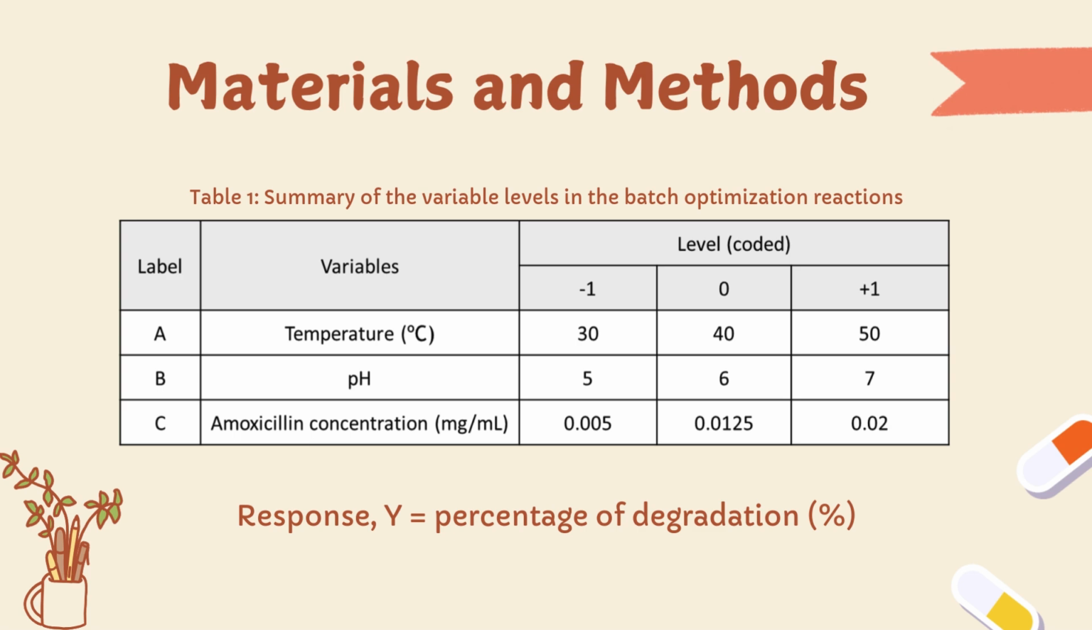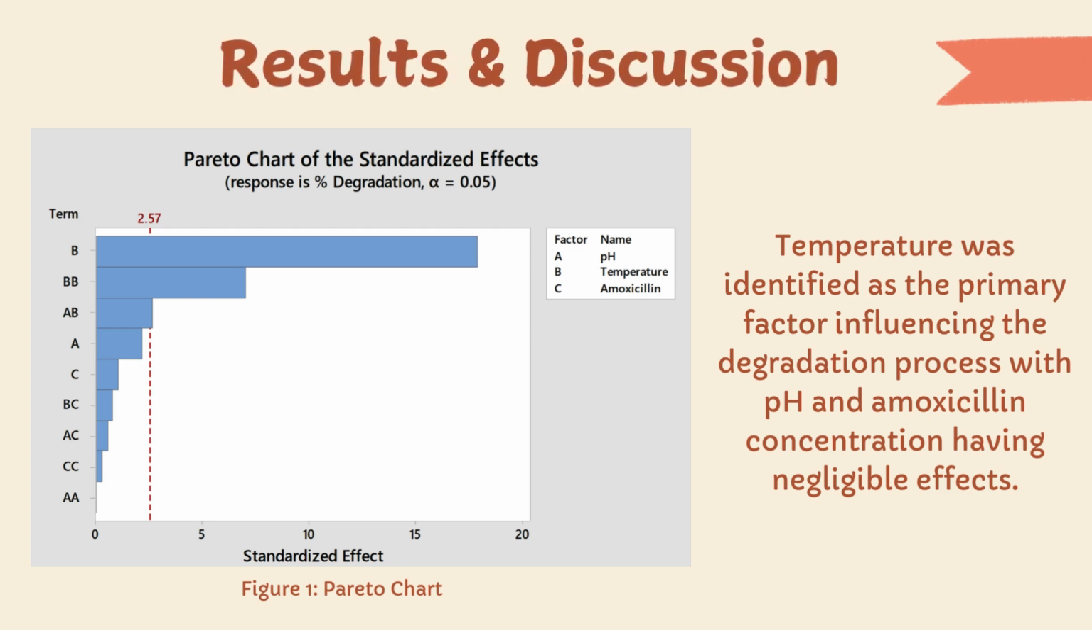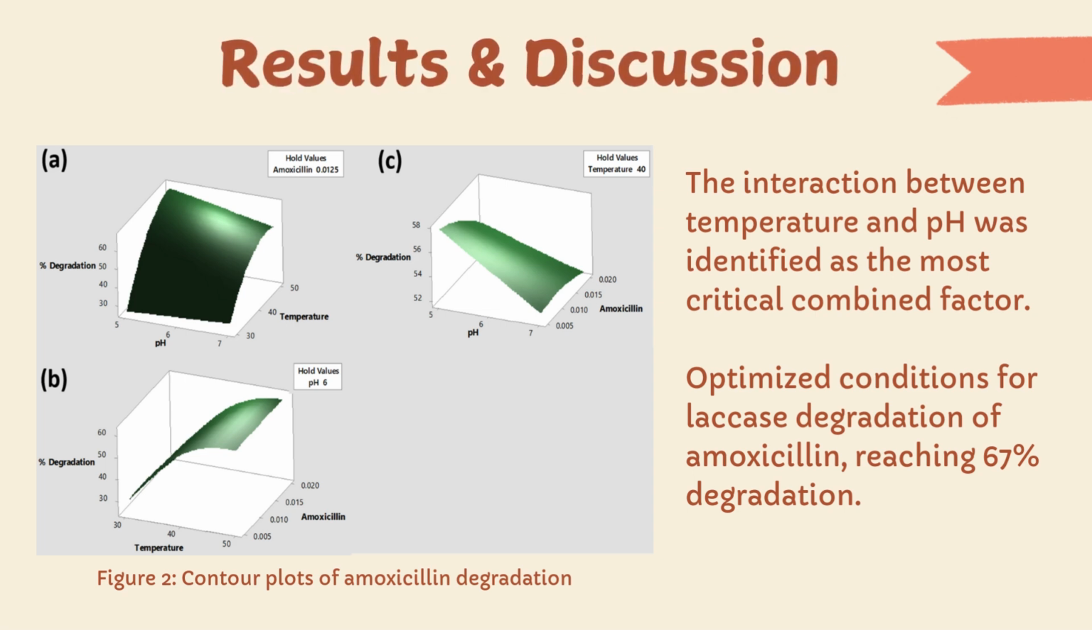In this study, 3 independent variables were selected for the experiment: pH, temperature, and amoxicillin concentration. Based on the Pareto chart, temperature was identified as the primary factor influencing the degradation process, with pH and amoxicillin concentration having negligible effects. Based on the contour plot of RSM, the interaction between temperature and pH was identified as the most critical combined factor. The study identified optimal conditions for an amoxicillin degradation rate of 67%, highlighting the effectiveness of this method in pharmaceutical waste management.